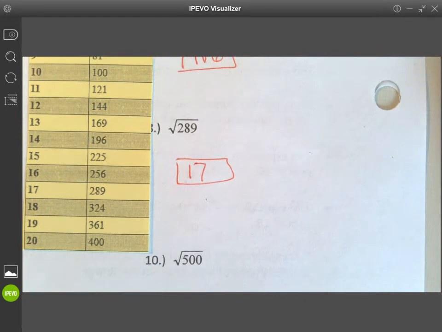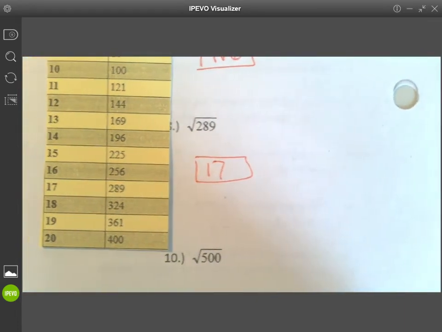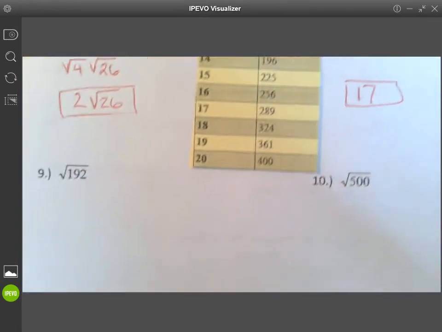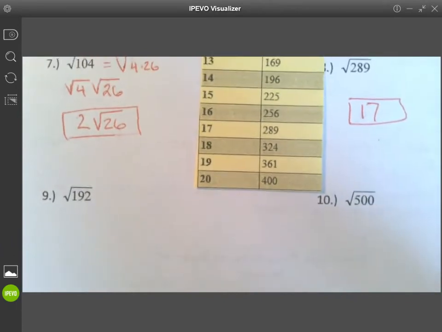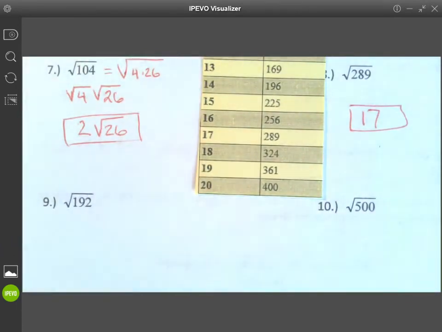Okay, so did anyone try the next ones, or you were just on those 2? No, I did all of them. You did all of them? Yeah. All right, well, I'm going to give you guys a minute to try the next 2 and make sure you get the biggest perfect square, and then we will check those.